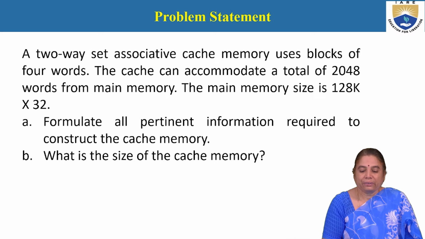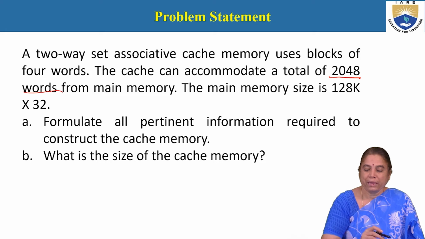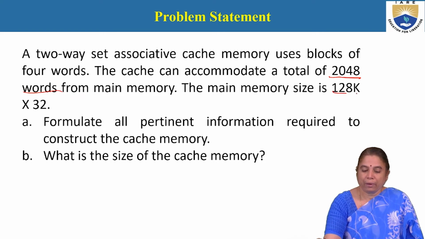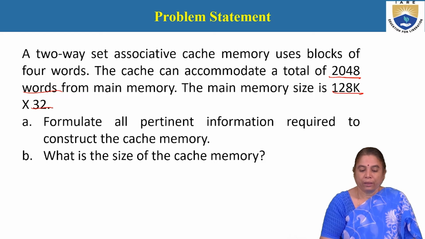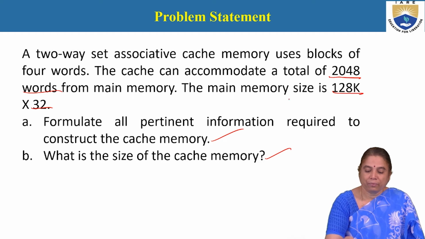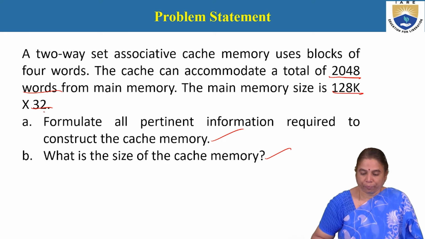Next, a two-way set associative cache memory uses blocks of 4 words. The cache can accommodate a total of 2048 words from the main memory. The main memory size is 120K by 32. Formulate all pertinent information required to construct the cache memory. What is the size of the cache memory? Main memory size is 120K by 32.